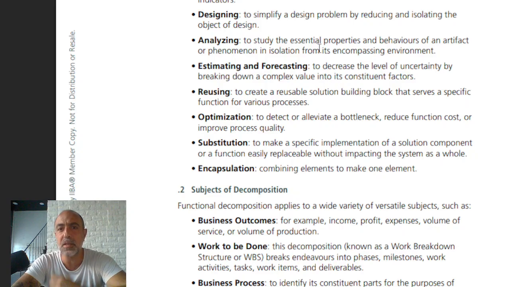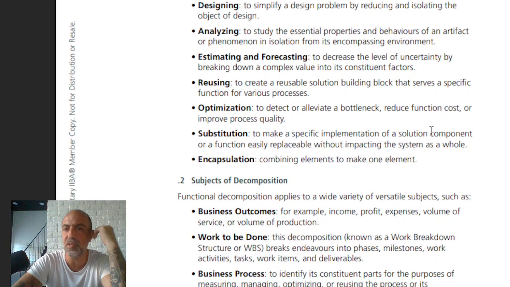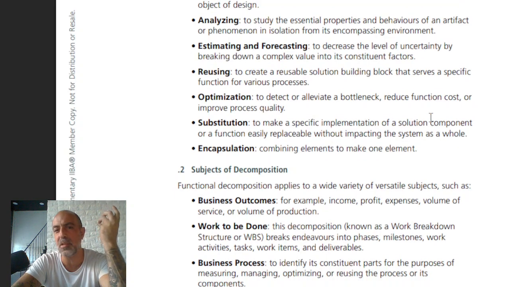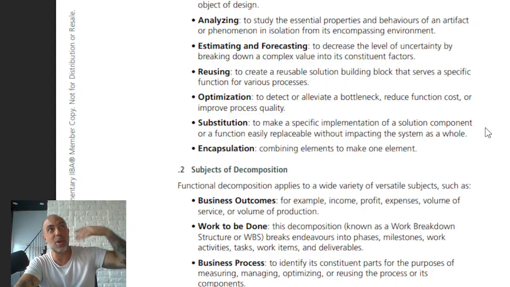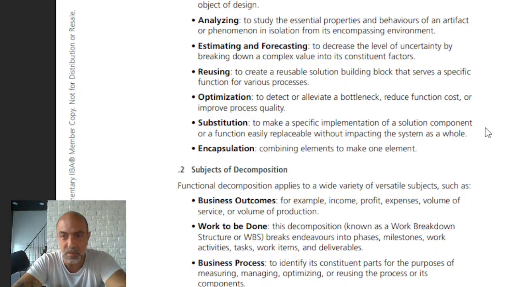Designing: to simplify the design problem by reducing and isolating the object of design. Analyzing: to study the essential properties and behaviors of the artifact or phenomena in isolation, because of the function, right? What are you looking at? I'm looking at a wall that I use in order to close a space and to build a room.